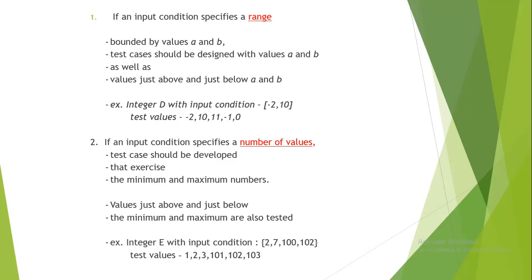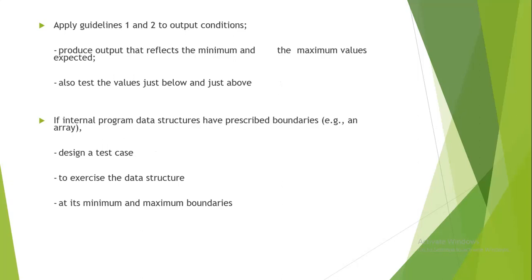For example, for an integer D with input condition A to B, test cases should be developed that exercise the minimum and maximum numbers, and values just above and just below the minimum and maximum. Also, for example, an integer input condition with range 2 to 10, test values are 1, 2, 3, 9, 10, 11. Guidelines 1 and 2 apply to output conditions that produce output reflecting the minimum and maximum values expected. So test the values just below and just above.